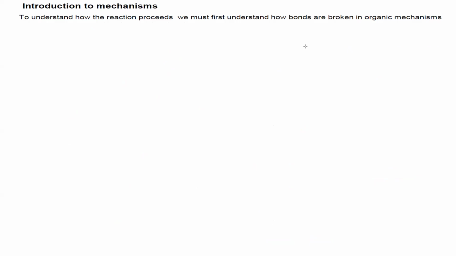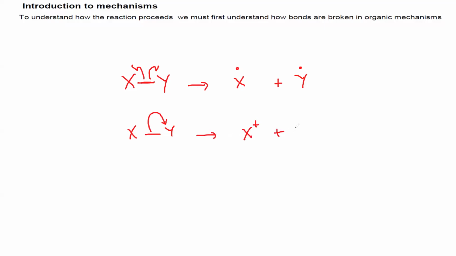So if I say X and Y, they have a bond, like the line is representing a bond, and I represent it by a half arrow. When I represent it by a half arrow, it means it will produce a radical. And in chemistry, how do we represent a radical? We write the symbol and put a dot on the top, which shows it's a radical, like it contains an unpaired electron. But if it was a heterolytic bond breaking, both of the electrons are taken by one of the atoms. So in that case, X will be a positive ion and Y will be a negative ion.